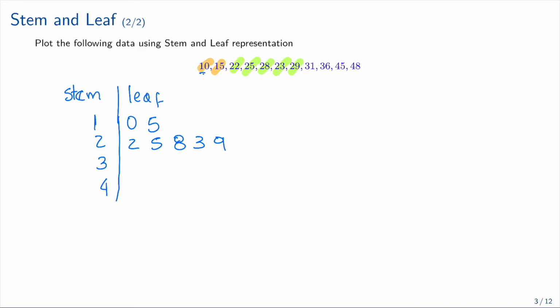And in the 30s, we have 1, 3, 1, and 6. We have 1 and 6. And in the 40s, we have 5 and 8. So we can see from this visualization that most of the data is around the 20s.